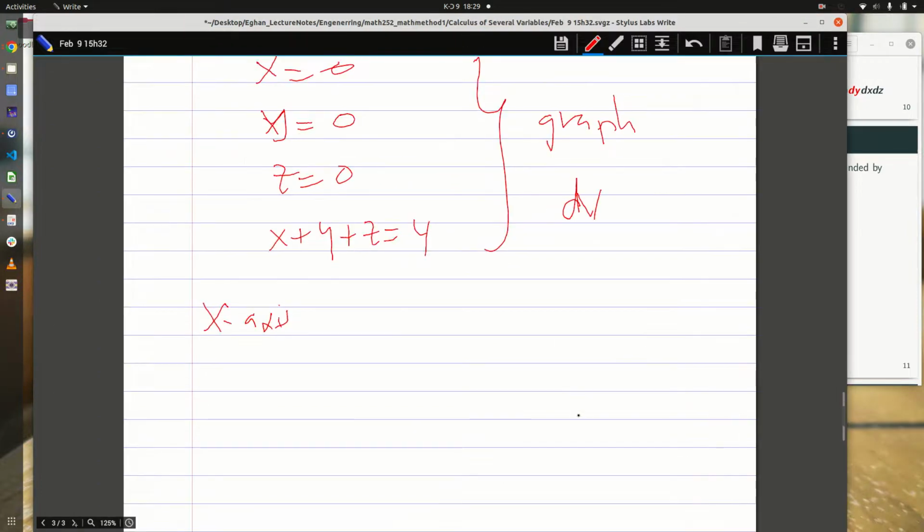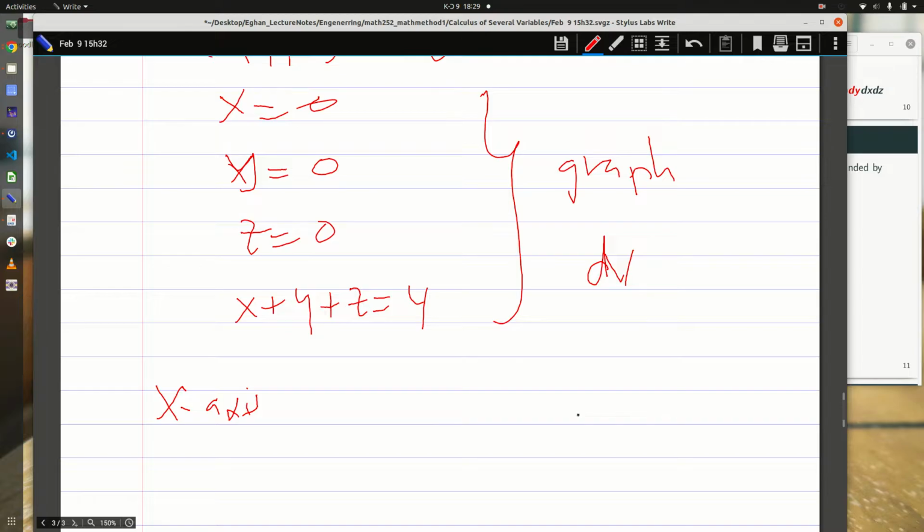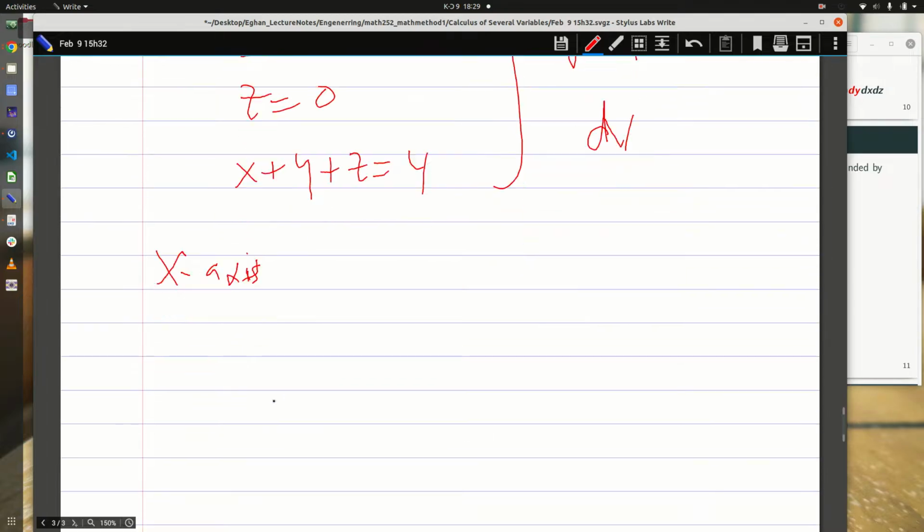Okay. So let's assume x-axis, and then let's assume y as the y-axis, and then the last one as my z-axis. If I want to slice through the x-axis, it means I have a triple integral.